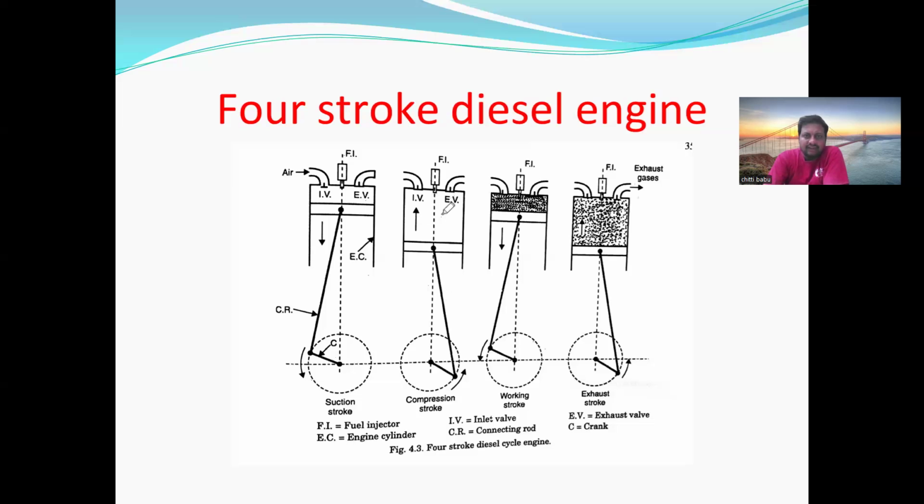The main event in the compression stroke is that both the inlet valve and exhaust valve are in the closed position. Here the piston will be moving from BDC to TDC, that means bottom to top. You may observe the arrow indicating the piston travel.